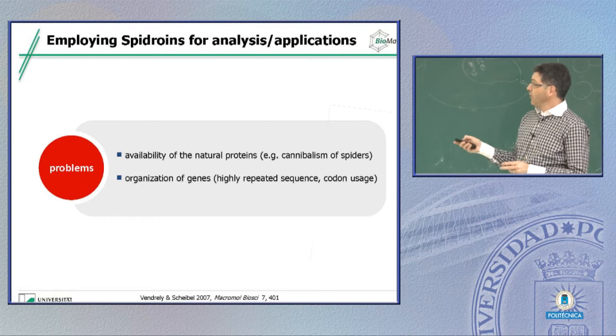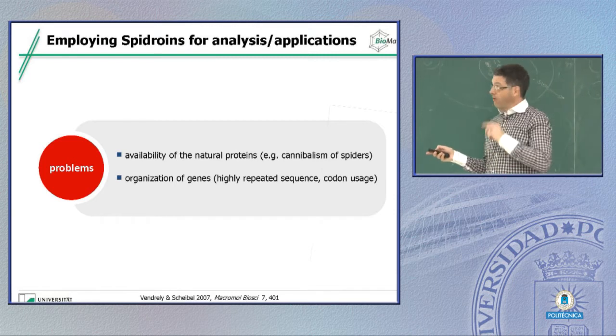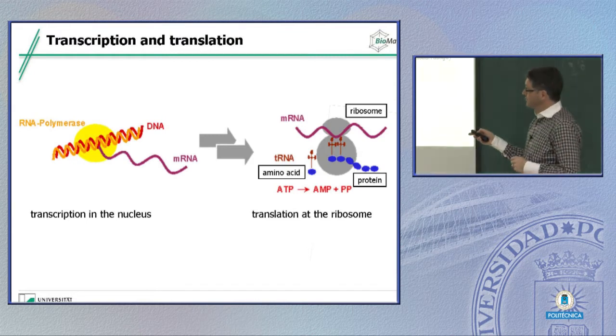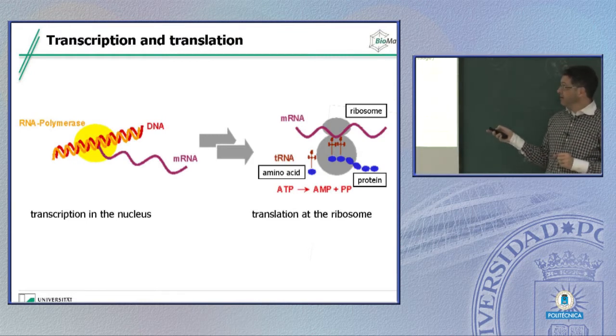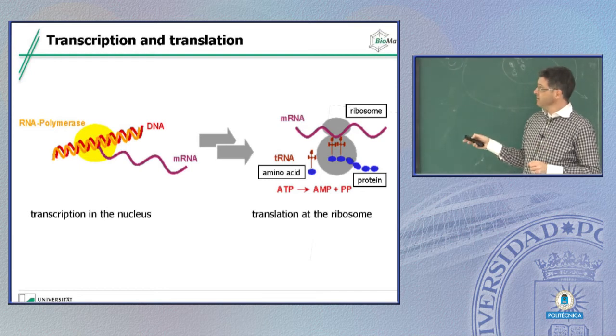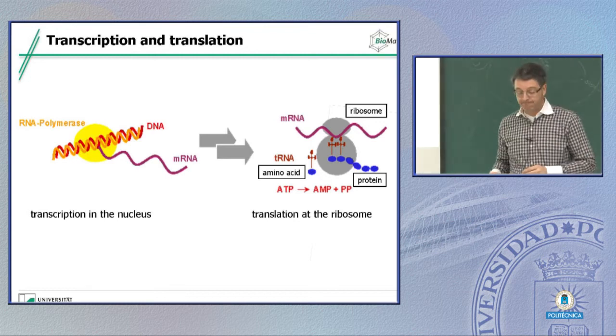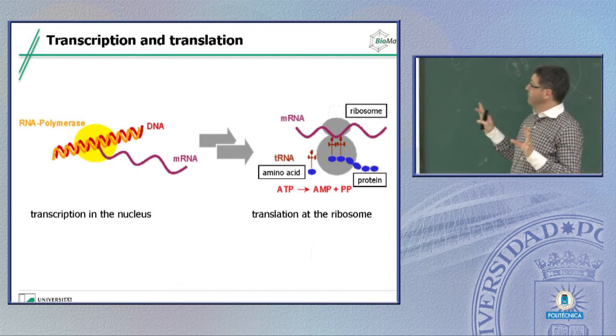Okay. So we finished the first part saying, well, there is a problem in the organization of genes. Highly repetitive sequences. We heard that already, talking about the primer structure, and codon usage. And this is something I would like to expand now a little bit.